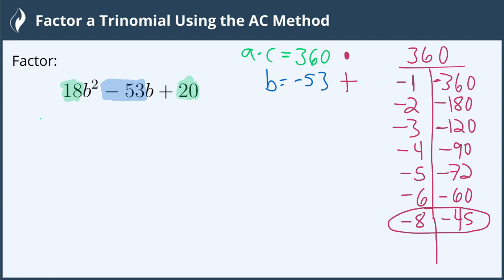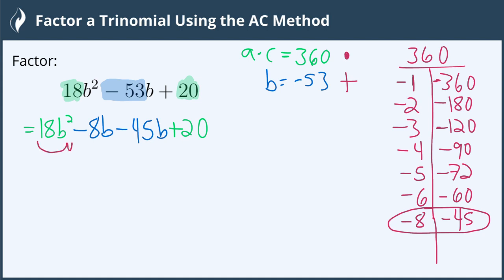So we're going to start by carrying down that 18b squared, and we're also going to carry down the 20. But then we're going to split the minus 53b into two pieces. Again, this comes from our chart on the side. The negative 8 and negative 45 tells us we're going to have minus 8b and minus 45b. And always make sure that you put a plus sign in that spot there, even after you do your split, to make sure that you're showing that you're adding that 20 at the end. So now we're going to factor this by grouping.